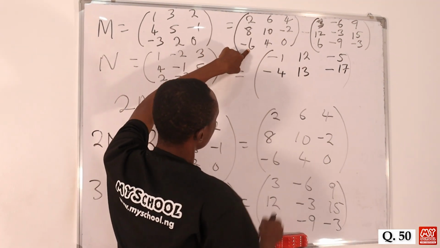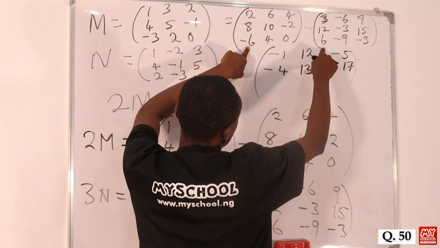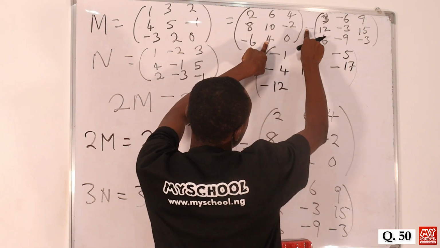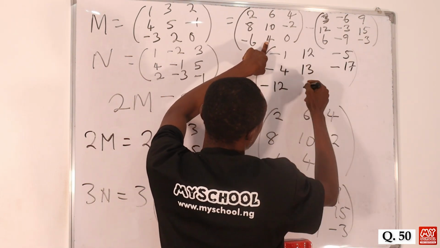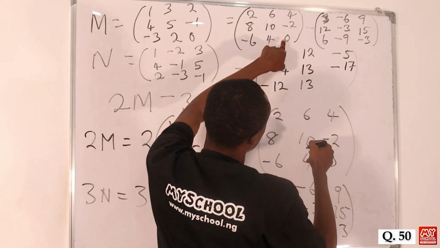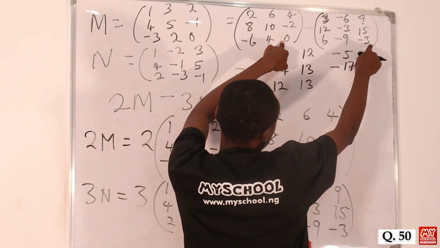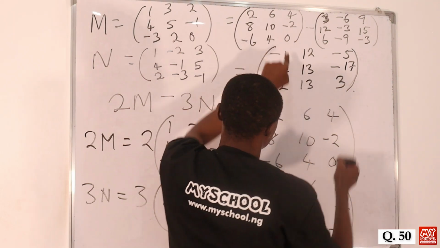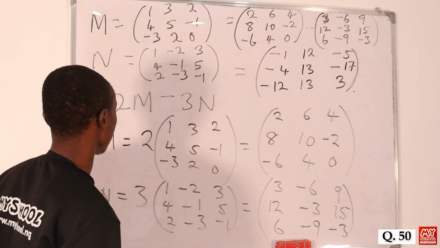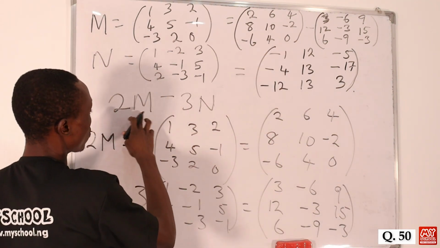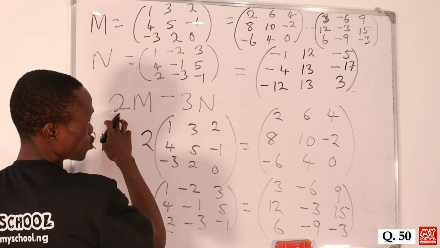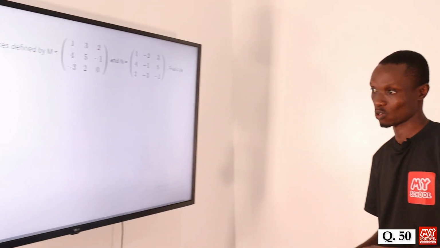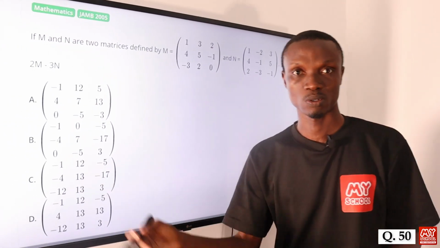Then minus 6 minus 6, that will be minus 12. Then 4 minus 9, that will be 13. Then 0 minus 3, that will be 3. So this is the resulting matrix when we subtract 3N from 2M. So let's move over to the screen to pick the correct answer for this question, and that is option C.